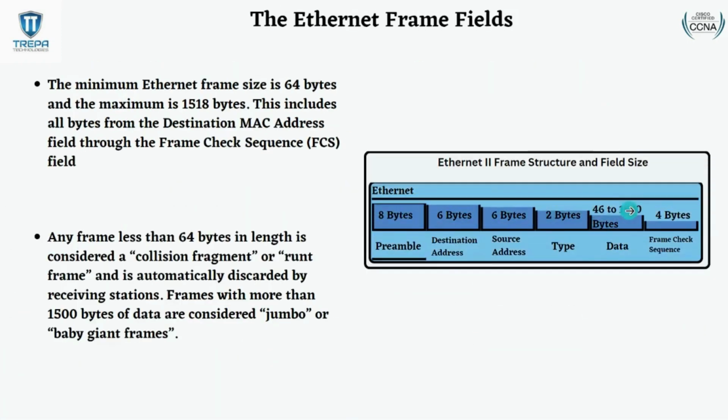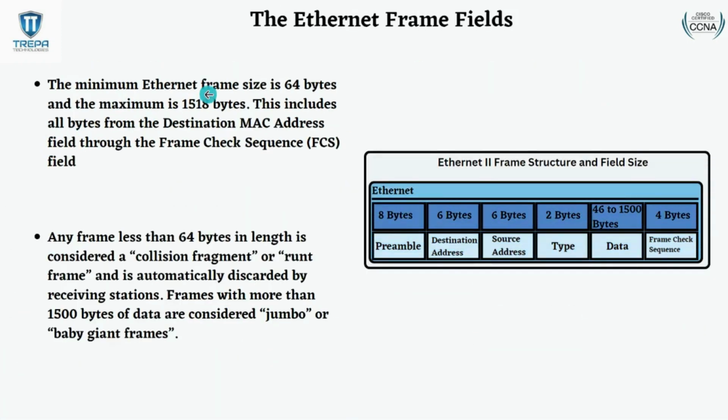Also our trailer. So the minimum Ethernet frame size is going to be 64 bytes. And we kind of discussed this in our layer 1, where anything under 64 bytes is considered a runt. And then the maximum is going to be 1,518 bytes, with our MTU size for our data typically being 1,500, right? And this includes all bytes from the destination MAC address field all the way through the FCS field.